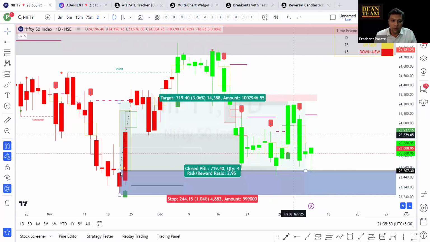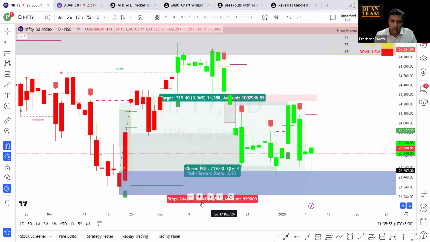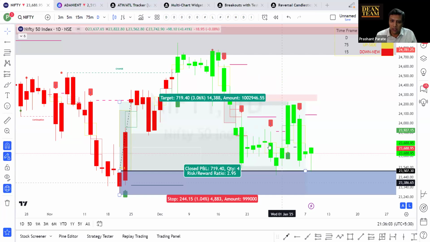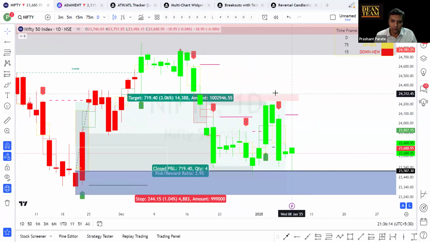So this is the chart of Nifty. There was this area of buying. At this area, risk was around 244 points and it went up by 719 points in just 3 days from this buying area when it touched it. At this time, when it touched this buying area, prices were falling rapidly and there was a strong selling area.